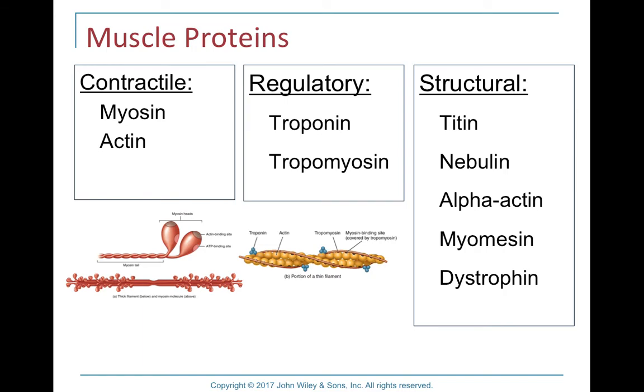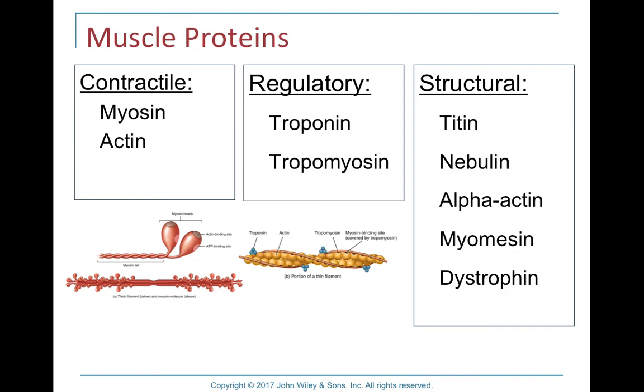Tropomyosin is present in thin filaments. In relaxed muscle, this tropomyosin will be held in place by troponin, the other regulatory protein. And tropomyosin blocks the myosin binding sites on actin, preventing them from binding together. We also have some structural proteins that will provide alignment, elasticity, and extensibility to our muscle.